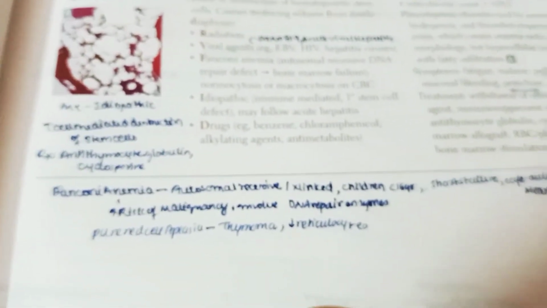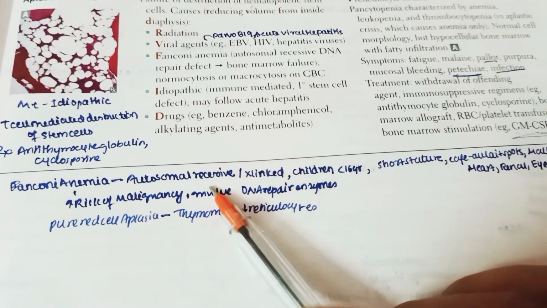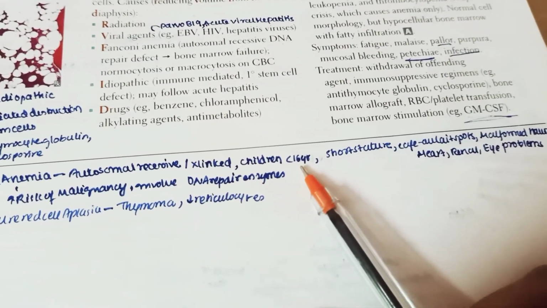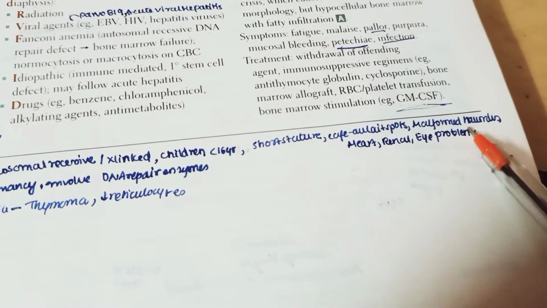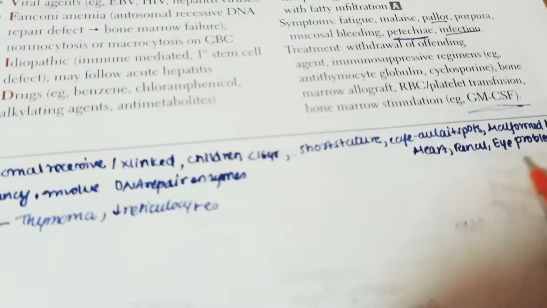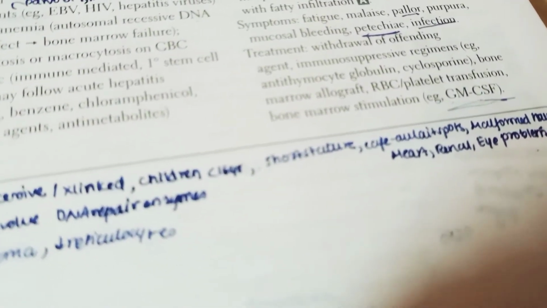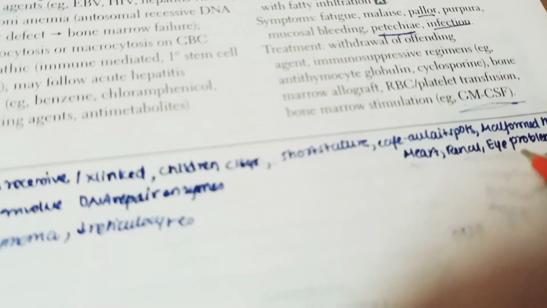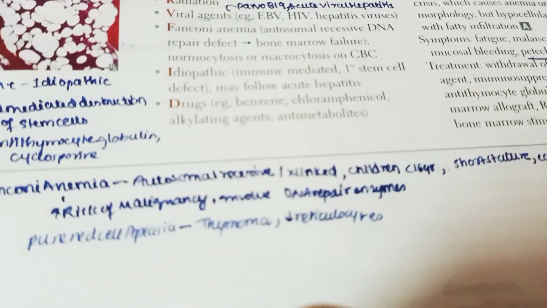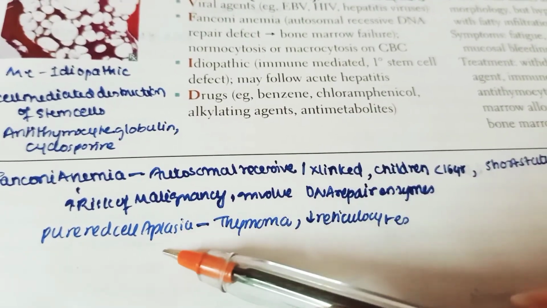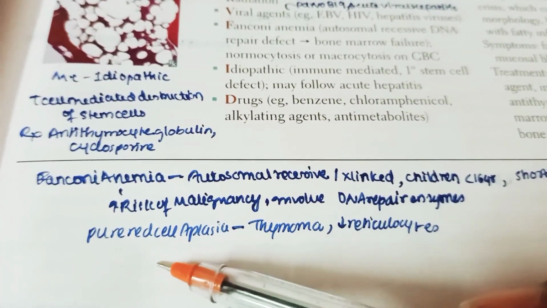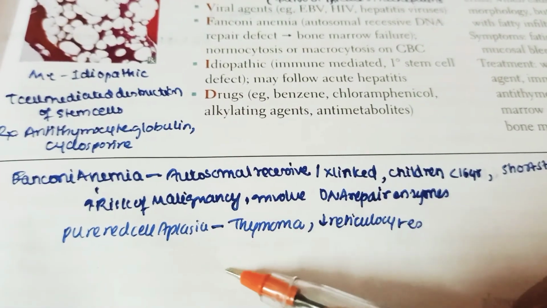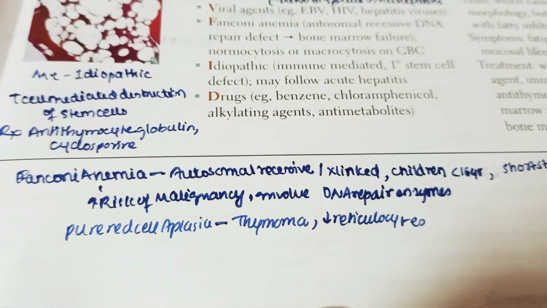Okay, and you can see here the Fanconi anemia. It is autosomal recessive or X-linked. It is seen in children less than 16 years. They present with short stature, café-au-lait spots, and malformations. They may also present with heart, renal, and eye problems. There is increased risk of malignancy and it involves the DNA repair enzymes. Pure red cell aplasia means there will be thymoma and decreased reticulocytes. If you remember, pure red cell aplasia is Diamond-Blackfan anemia, which is associated with thymoma, and there is a decreased amount of reticulocytes.